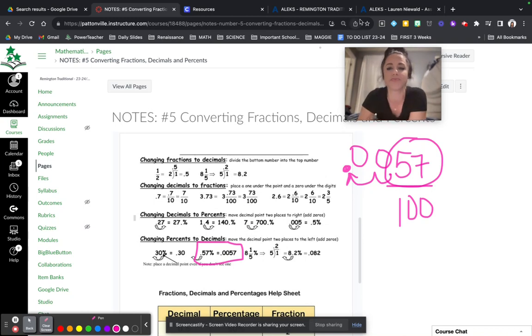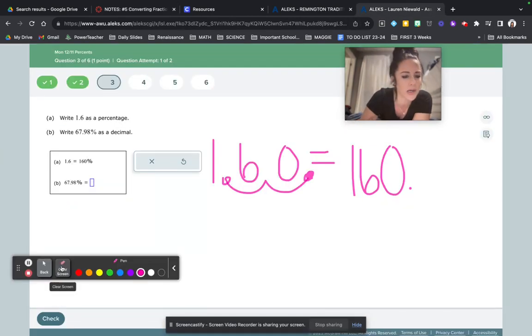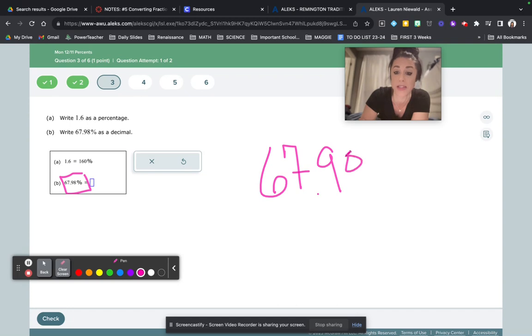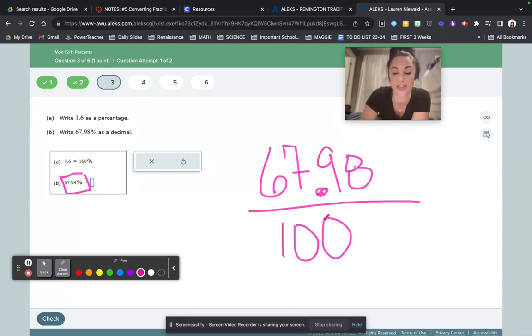Okay, so let's look at this. Clearing the screen. Here we go. We're starting out with this percentage, 67 and 98 hundredths, right? And because it's a percent, it means I need to divide it by 100, right? That's what percent means, okay? So don't let this freak you out, right? Because when you divide by 100, it just means you have to move your decimal point twice to the left because you're making it smaller.